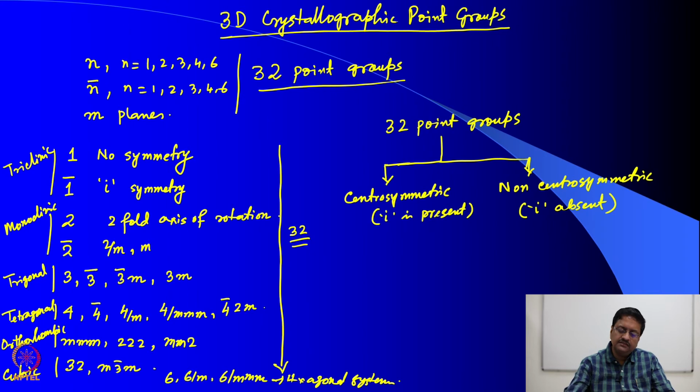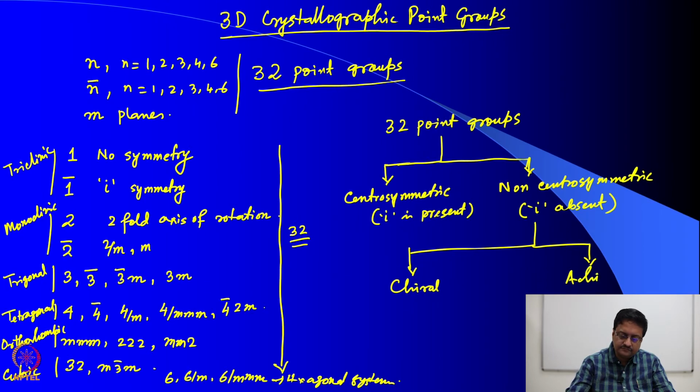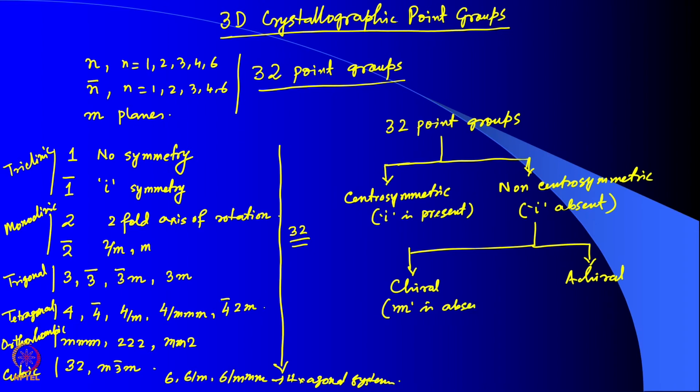And then in these non-centrosymmetric point groups, there can be two different types, chiral and achiral. Chiral means mirror is absent, and achiral means mirror is present.